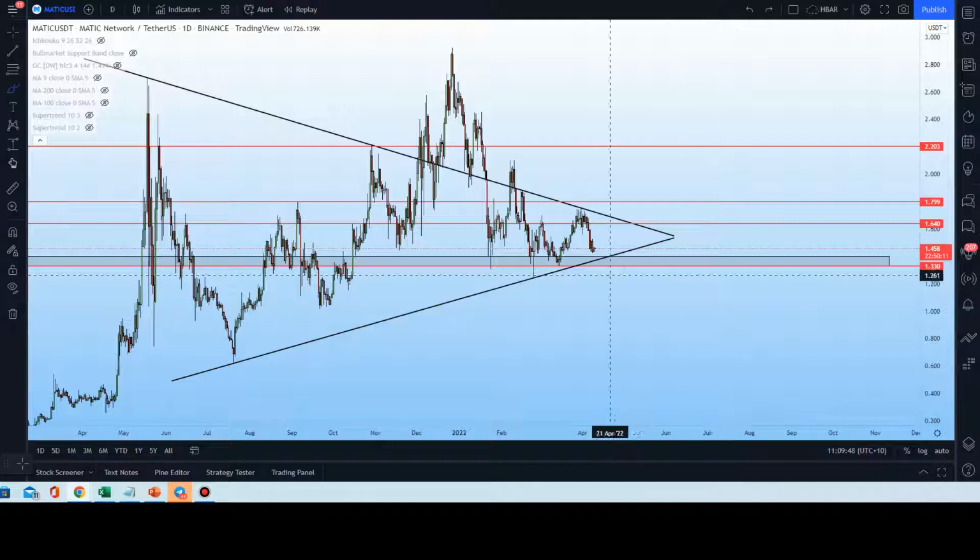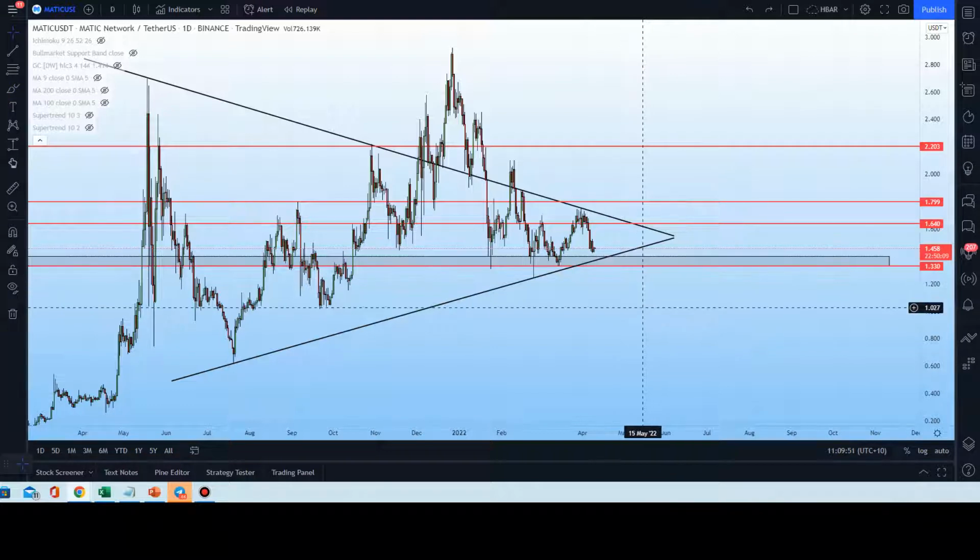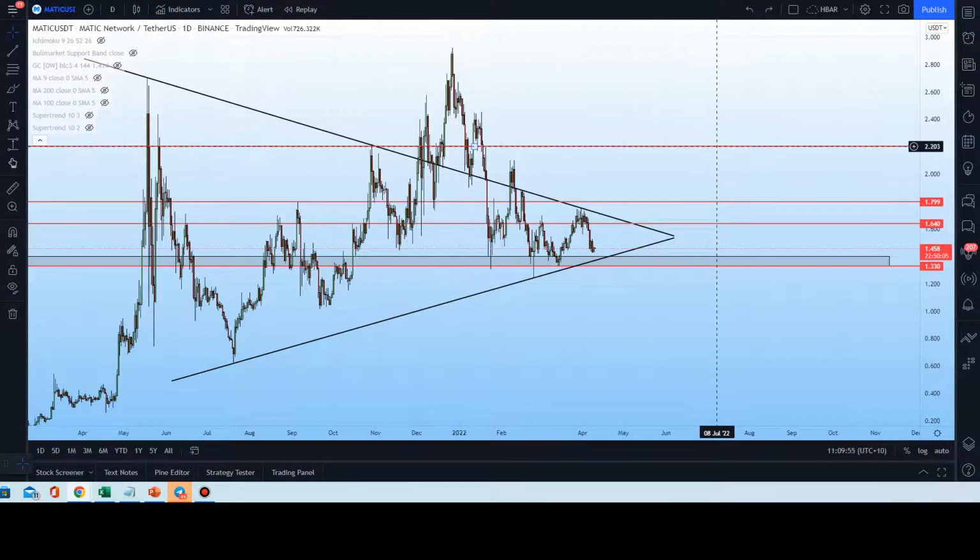So let's talk about horizontal support and resistances. Obviously, we have a few on the chart already, and we have our 2.2 major resistance, our 1.8, this will be a pretty significant resistance, our 1.64, which is probably one of the stronger resistances on the chart, preventing the price from going up, and then obviously the support range we talked about below this.